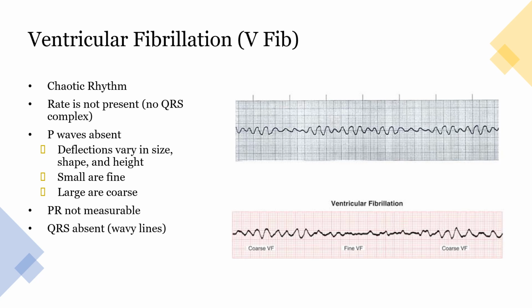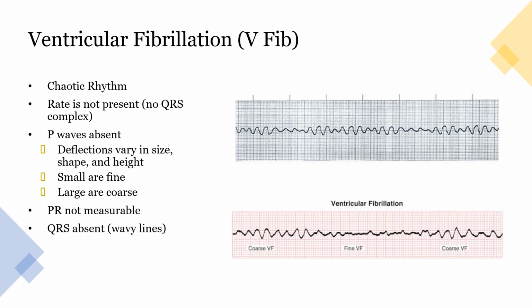Again, that quivering we can say is either fine or coarse. Coarse V-fib is going to be at the beginning of that bottom strip, where we can still see some of those distinct waves of it fibrillating or quivering. When it's worn out, it's going to go to fine V-fib. So the quivering has gotten quieter and quieter, and all it is doing is fibrillating or quivering a little bit. V-fib is not compatible with life.